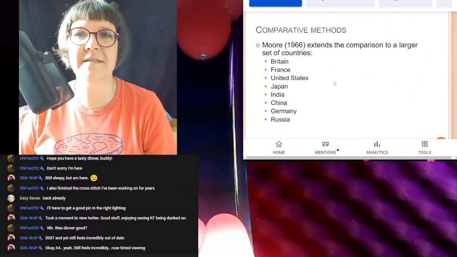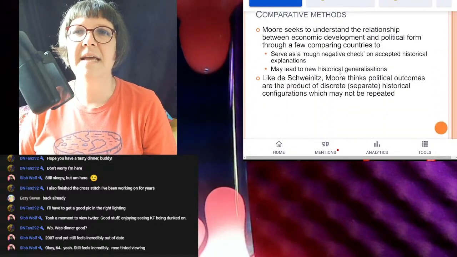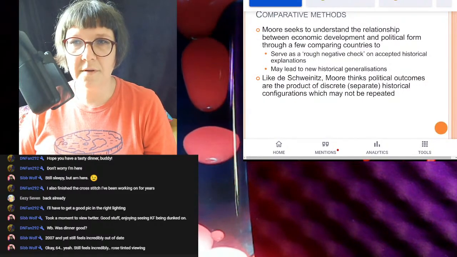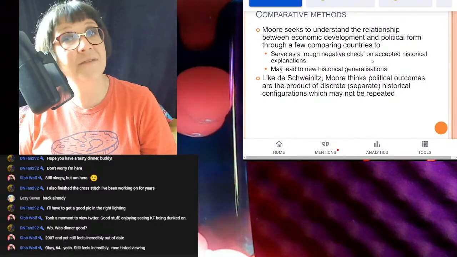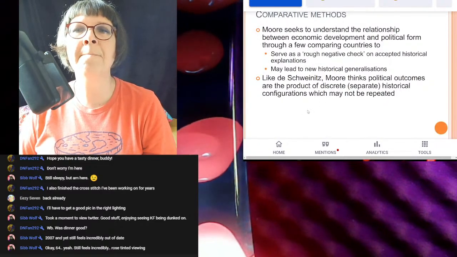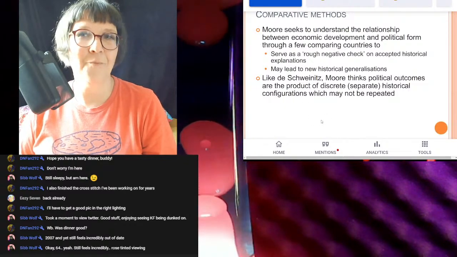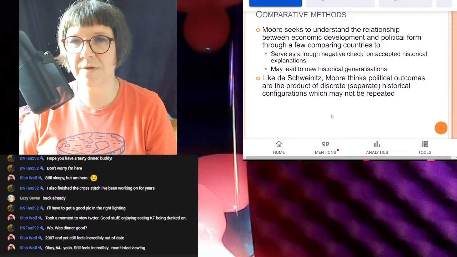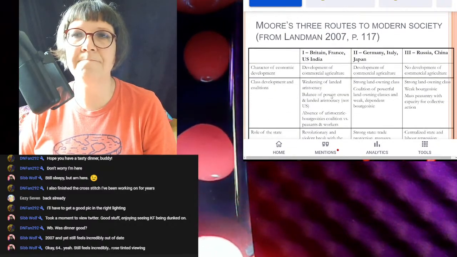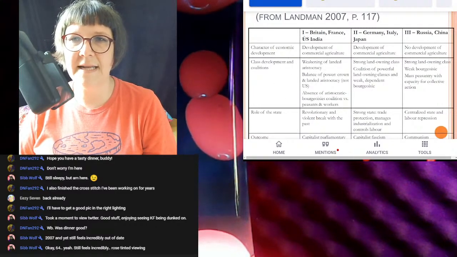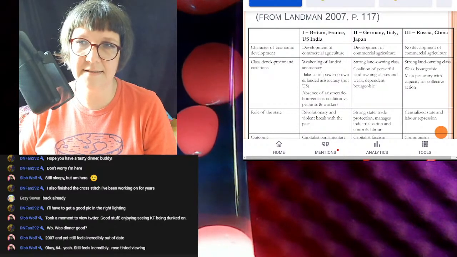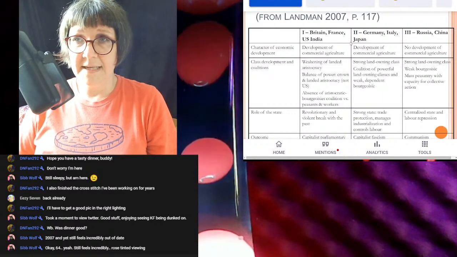Moore extends a comparison to a larger set of countries, seeking to understand the relationship between economic development and political forms, comparing countries to serve as a rough negative check on historical explanations, and it might lead to new historical generalizations. Like De Schweinitz, Moore thinks political outcomes are the products of discrete, that means separate, historical configurations that might not be able to be repeated. All right, so with this, you now get three different categories of nations: Britain, France, India, and the United States. Number 2 is Germany, Italy, and Japan.